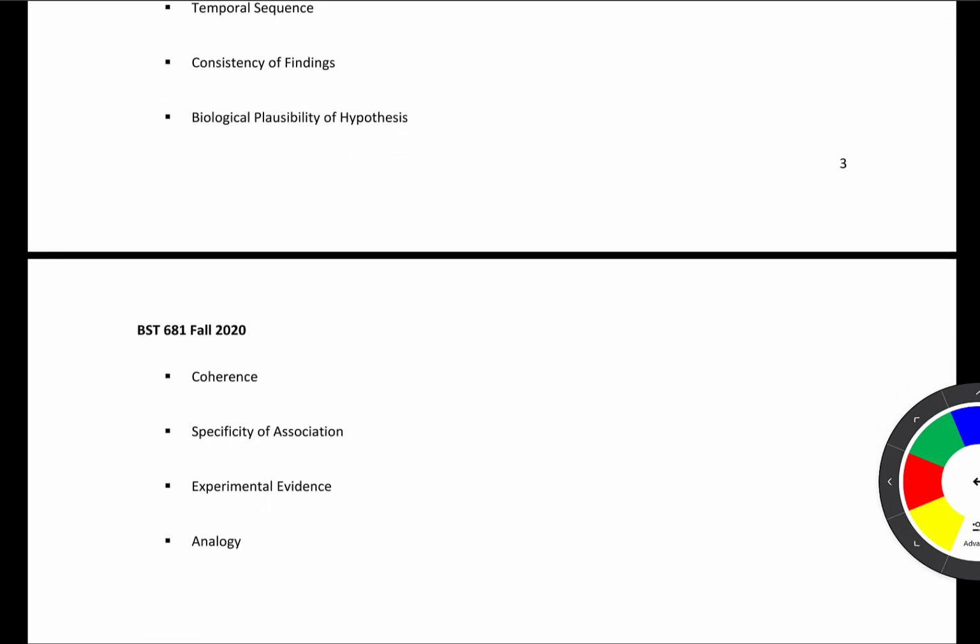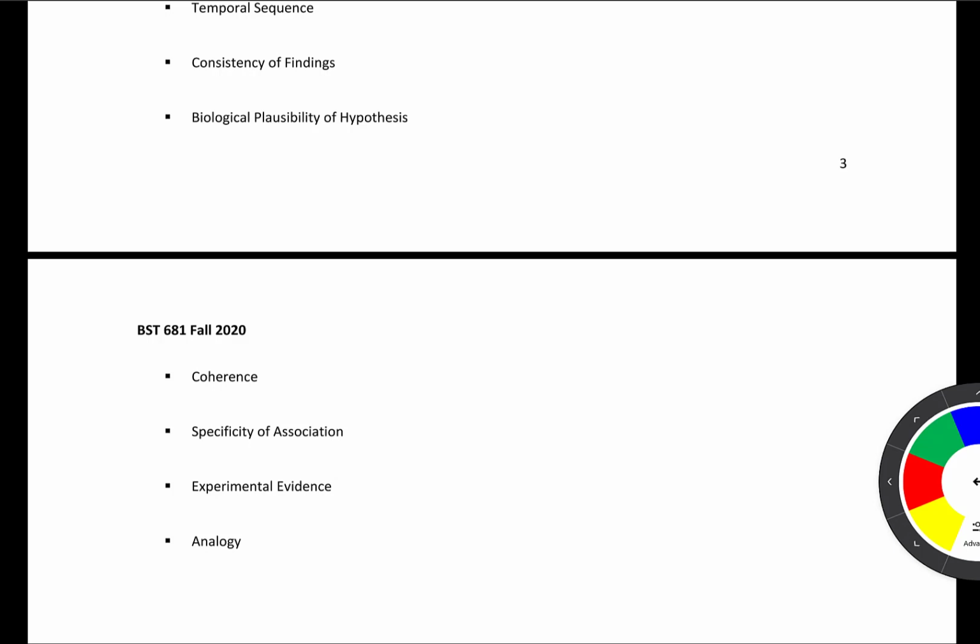Experimental evidence. In your intro statistics course, you probably learned that you really need an experiment to show causality. The experiment requires studies of different natures, whether clinical trials, community trials, or laboratory studies, in order to provide evidence for causation. And then finally, analogy. If some other similar agent exerts a similar effect, then it's more likely the association is causal.